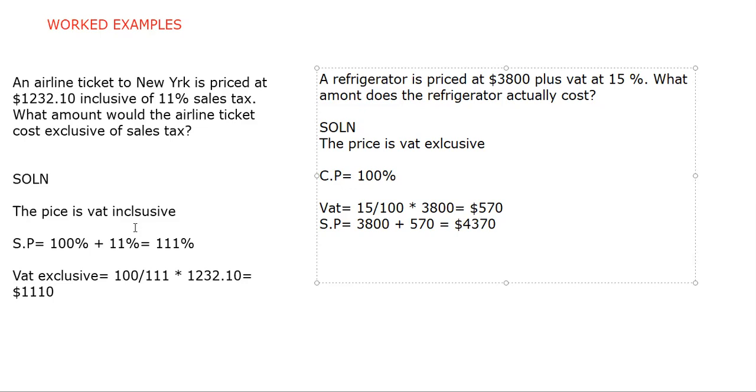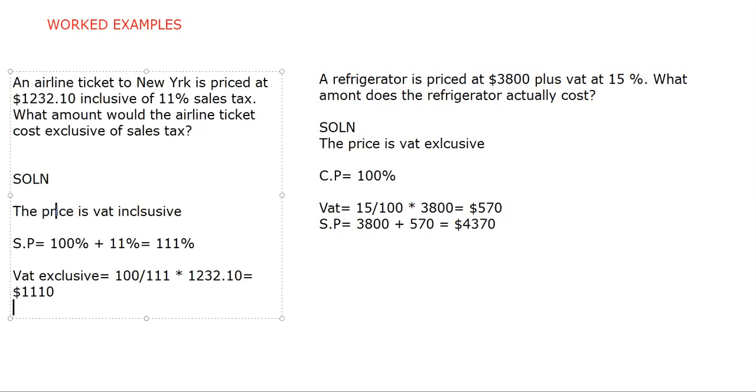In this question, however, they gave us the selling price, which is the 100% plus the 11%, which is 111%. The only problem is we didn't know any of these prices. We just had the total for the 111%, which was 1232.10. We didn't know how much was the 100 and how much was the 11. We couldn't work that out. So therefore, we had to find 100 out of the 111 multiplied by the total price they gave us to find out what was the 100%.